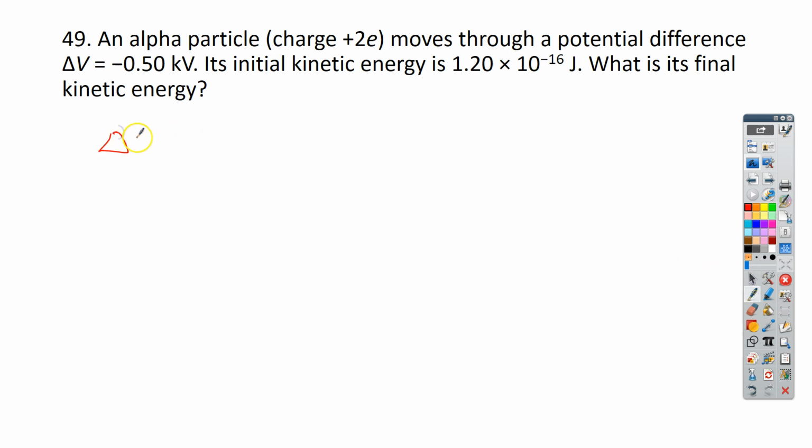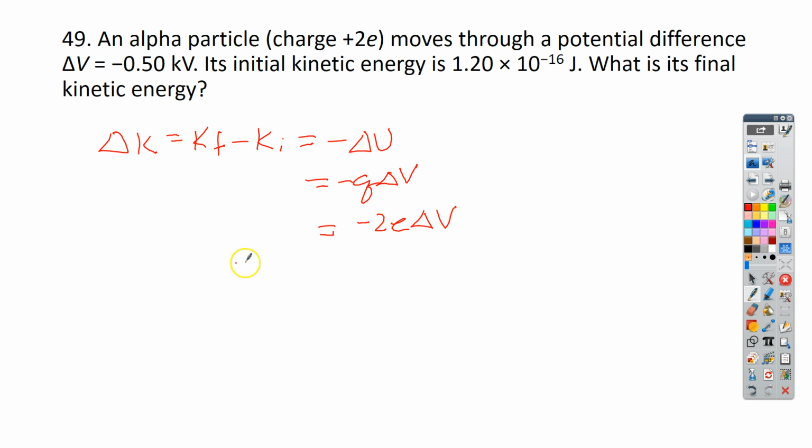So here we're just going to say the change in kinetic energy is equal to the final minus the initial kinetic energy. And that's also equal to the negative change in the potential energy, which is equal to negative Q times delta V. And we said here we have 2 protons, so that's negative 2e delta V. So our final kinetic energy should be equal to our original kinetic energy minus 2e delta V. And that's from the equation that we have here.